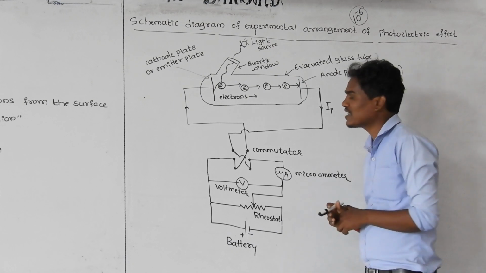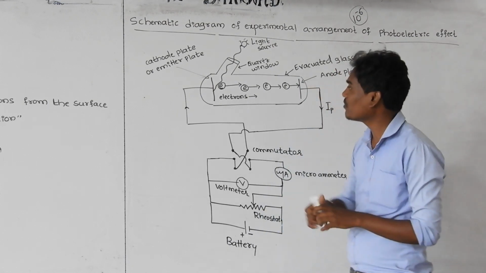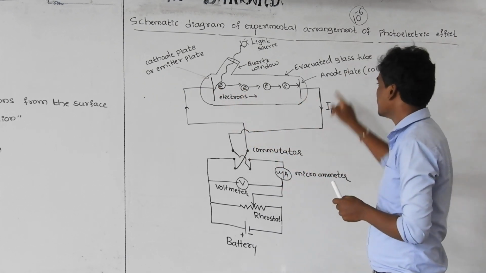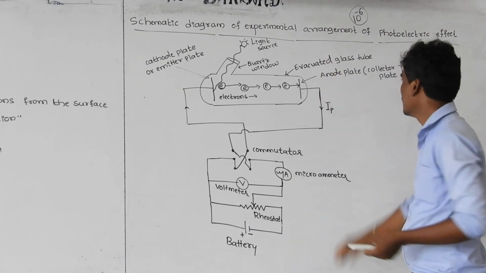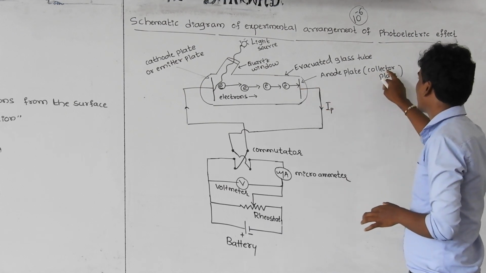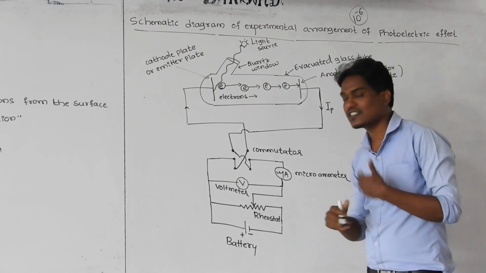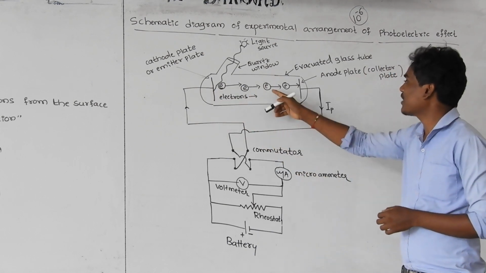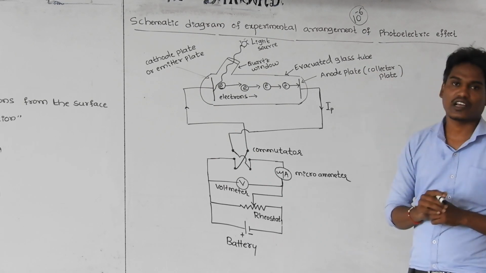And the electrons that are emitted from the emitter plate move towards the anode plate. This plate is called the anode plate, also called the collector plate. Why is it called the collector plate? Whatever number of electrons are emitted from the emitter plate, those electrons are collected by this plate. That's why this is also called the collector plate.